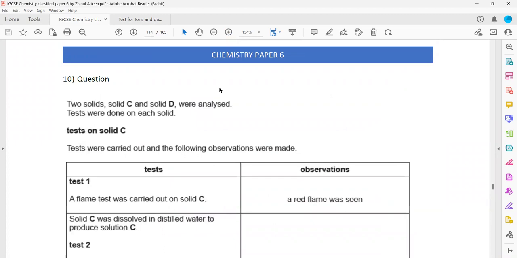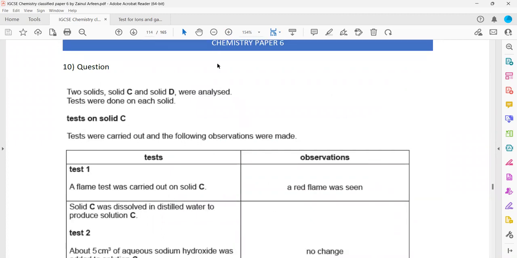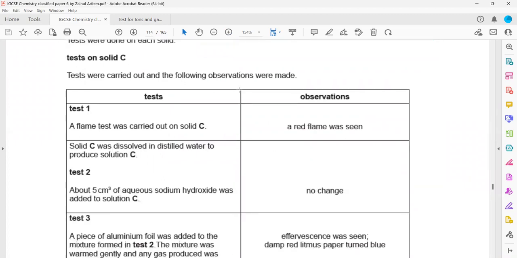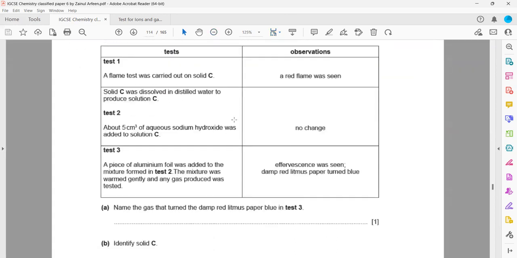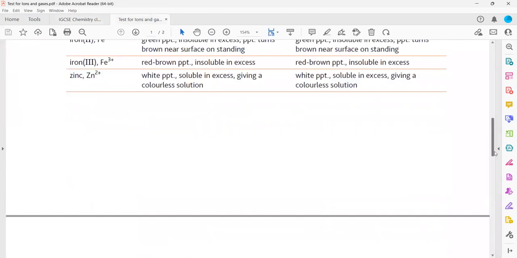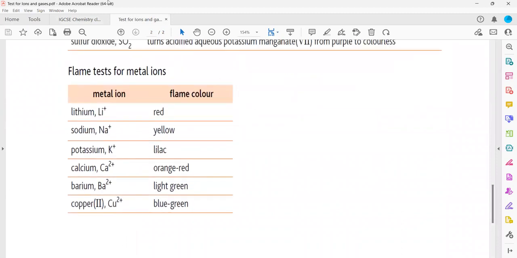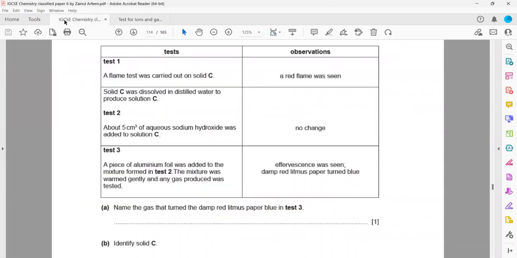Then question 10. Two solids, C and D, were analyzed. Test on solid C: a flame test is done, and it gives a red flame. What does that give an idea about? Lithium ion. You can see the flame colors here. Red is lithium, so this gives an idea that there is a lithium ion.